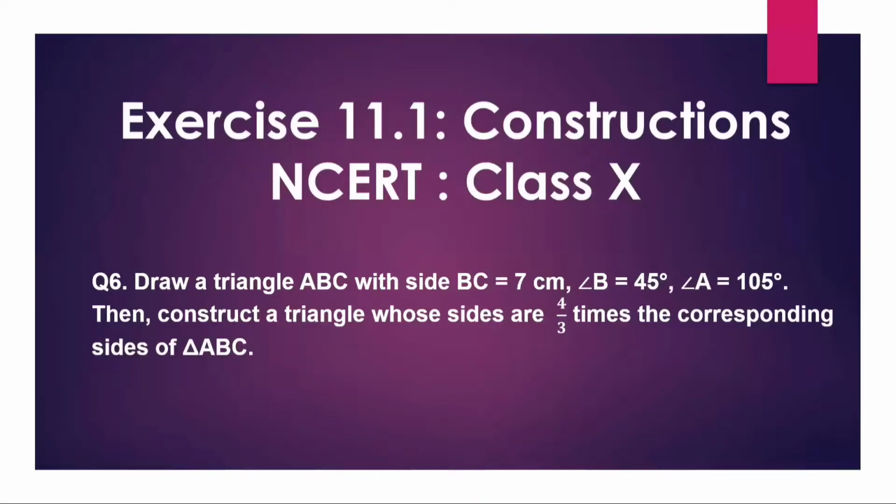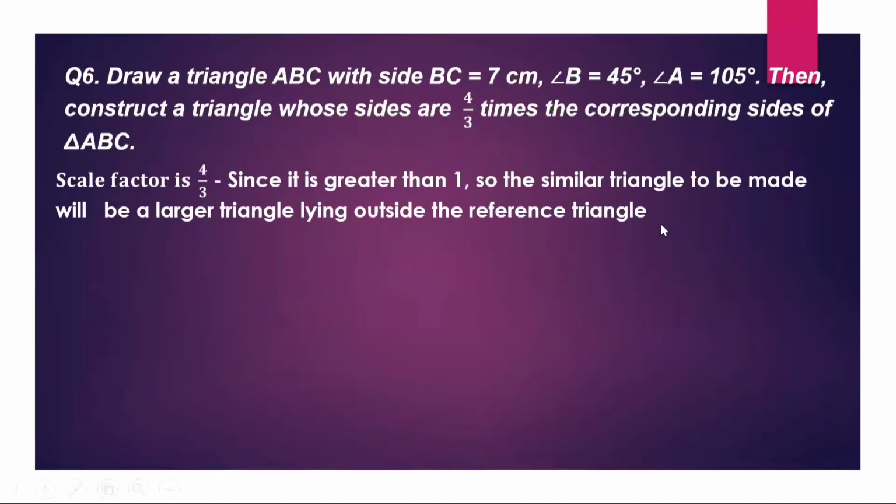Draw a triangle ABC with side BC equal to 6 centimeters, angle B equal to 45 degrees, angle A equal to 105 degrees. Then construct a triangle whose sides are 4 by 3 times the corresponding sides of triangle ABC. Now the scale factor is 4 by 3. What does it mean? Since the scale factor is greater than 1, the similar triangle to be made will be a larger triangle lying outside the reference triangle.